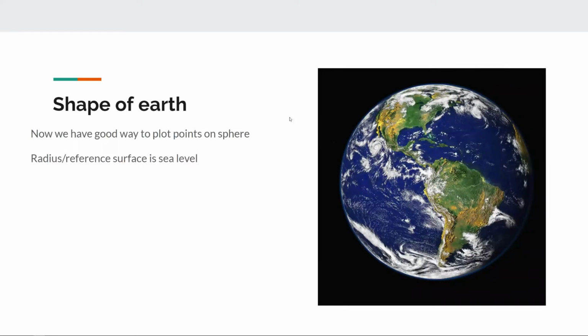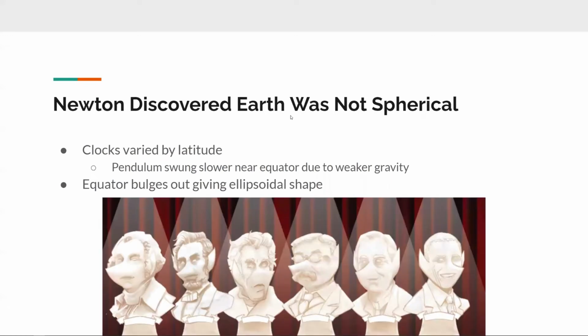So now we have to take into account the shape of the Earth. We have a great way to plot points on a sphere. Unfortunately, the Earth is not spherical. This was actually discovered by Newton. He discovered this by traveling, and he had extremely accurate clocks for the time, which were a rarity, accurate to within a second or so. But he noticed that the pendulum was swinging slower near the equator. And so he was constantly having to adjust his clocks.